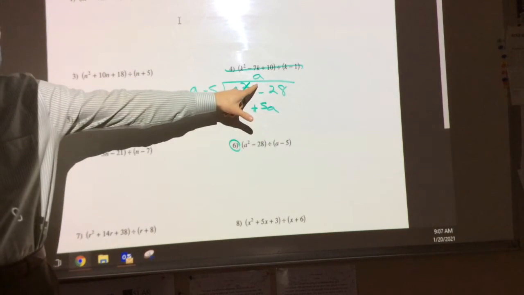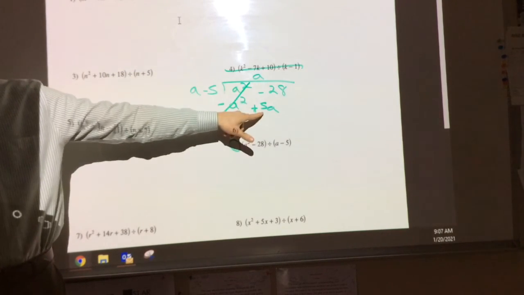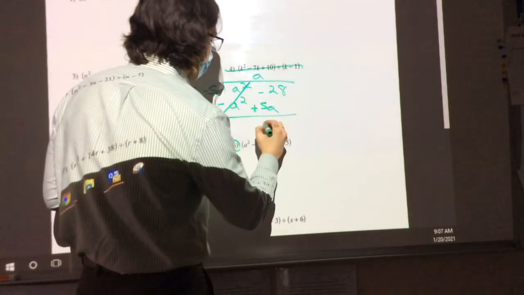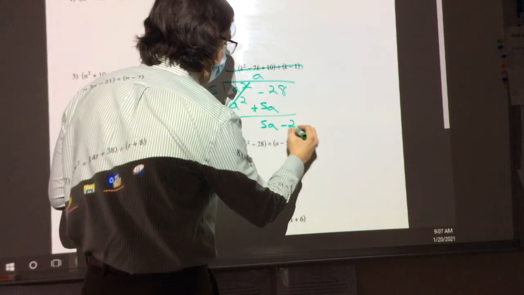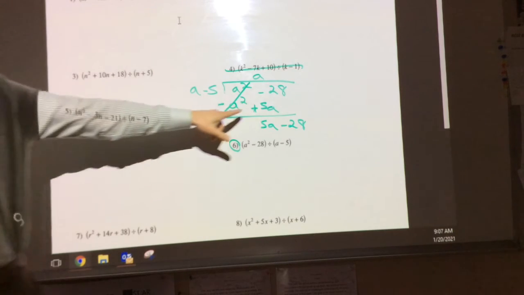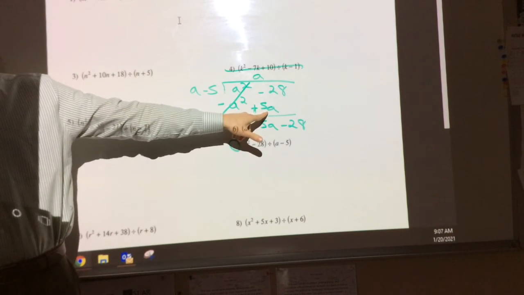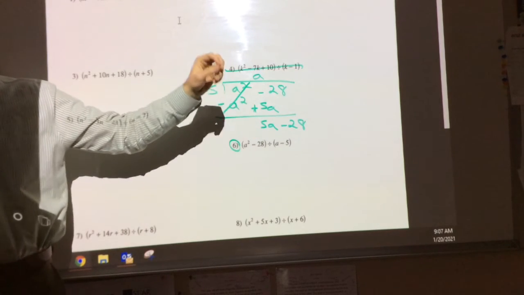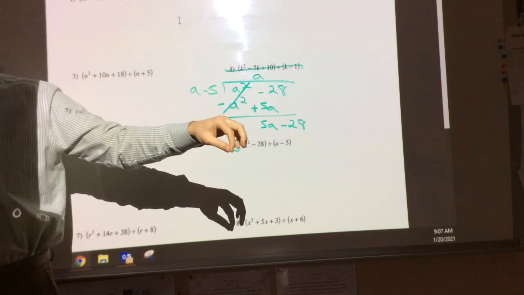Is there anything that you can subtract or add to this 5a? So you're just going to bring it down like we normally would. So when you rewrite this now, this is what you have, 5a minus 28. Let me rephrase that again. Everybody's okay with how I got the 5a, by multiplying a times the negative 5, then distributing the negative to make it a positive 5a. We're all good with that.